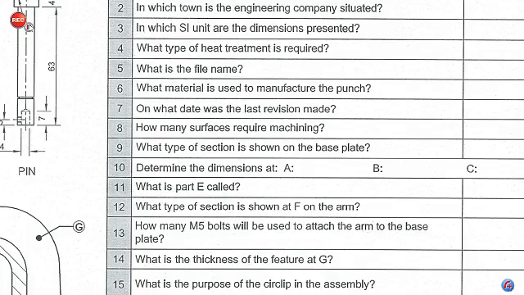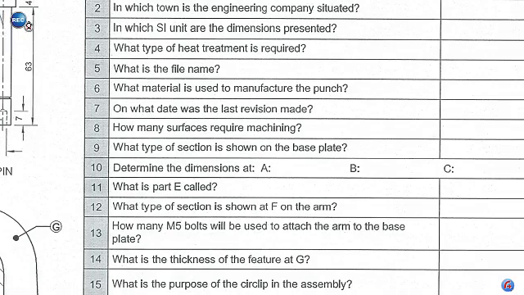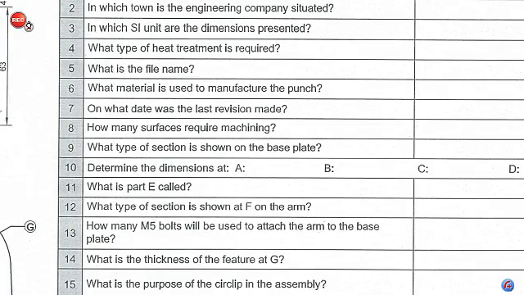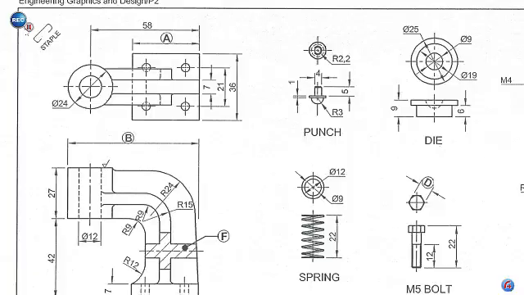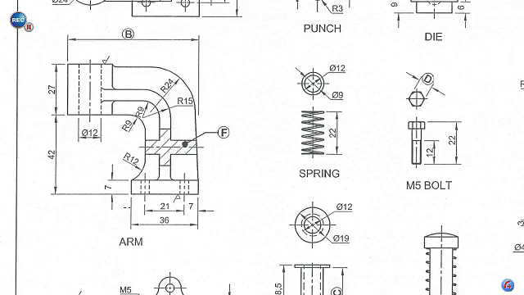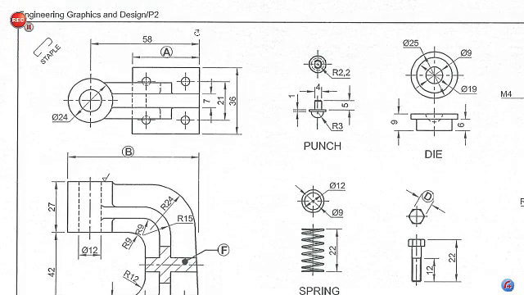Number 10. Determine the dimensions at A, B, C and D on the drawing. If you look at A here, it is the distance from here to there, which is the base part of that arm. And if you scroll down, you're going to find that that is the base part here, which is 36 millimeters as your answer to A. If you look at B, the distance from here to there of the arm, you will find that distance is going to be 58 from here until the center of that hole there.